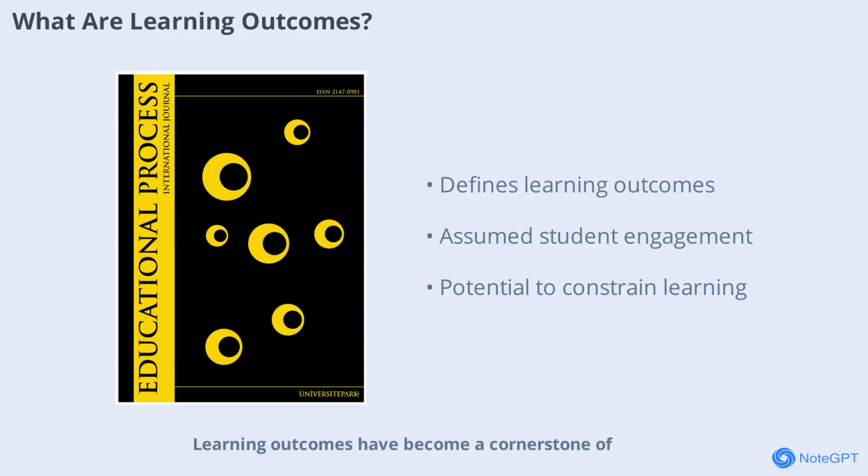Learning outcomes have become a cornerstone of higher education over the past 2 decades. These are statements that describe what students should know or be able to do at certain points in their academic journey. Universities and quality assurance bodies assume that students actively engage with these outcomes, using them to guide their studies and achieve academic goals. However, the reality is more complex.